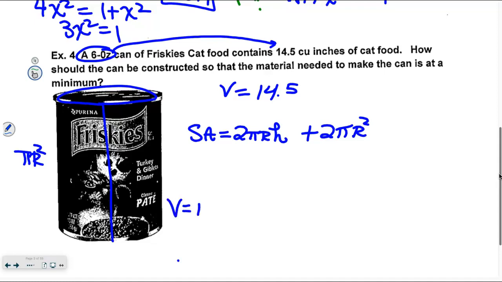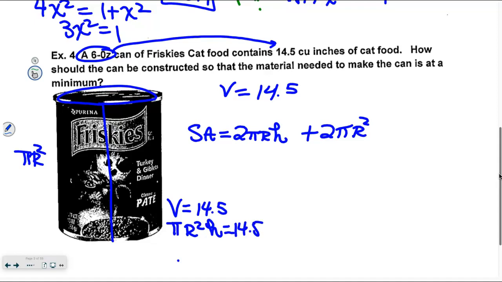They told me the volume was 14.5. How do you get volume of a cylinder? Not because you memorized it, but maybe you get what volume is. You cover the face, and then you fill it up with height. Correct? The face of this would be the circle, pi r squared, and then we'll fill it up with the height. So pi r squared h.